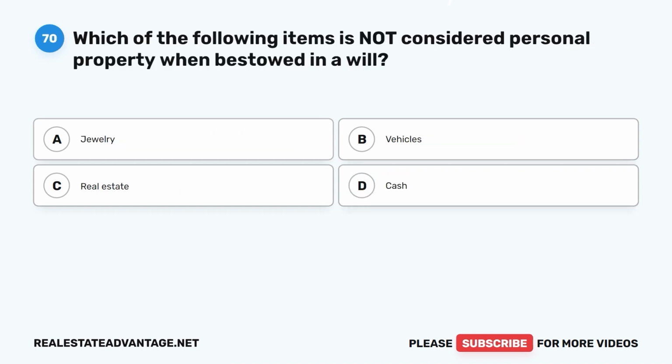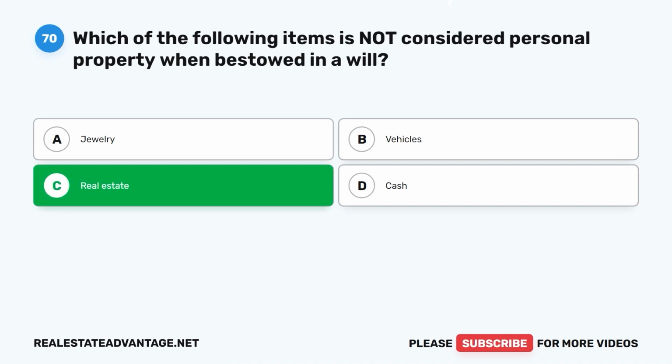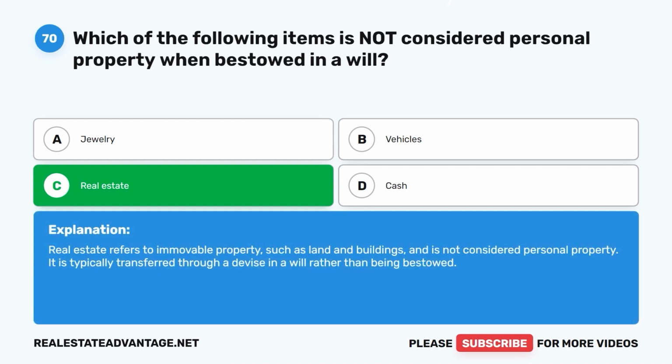Question 70. Which of the following items is not considered personal property when bestowed in a will? A. Jewelry. B. Vehicles. C. Real estate. D. Cash. The correct answer is C. Real estate. Real estate refers to immovable property such as land and buildings and is not considered personal property. It is typically transferred through a devise in a will rather than being bestowed.